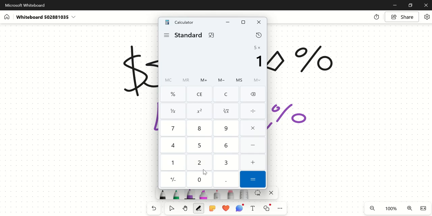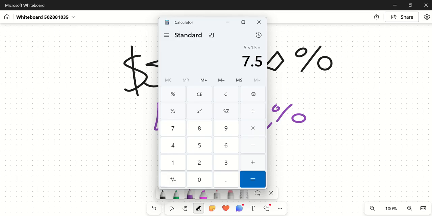5 times 1.5. I'm selling it for $7.50. Which means, how much am I making per thing that I sell? $2.50. Make sure you guys don't get into that habit. Remember, this is not $7.05. This is $7.50.